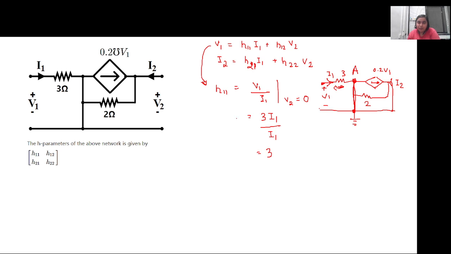What I'm saying is, without going into the equations, you can just write it like this. So H11 is done. Now H12 will be equal to V1 by V2 with I1 equal to 0, right?